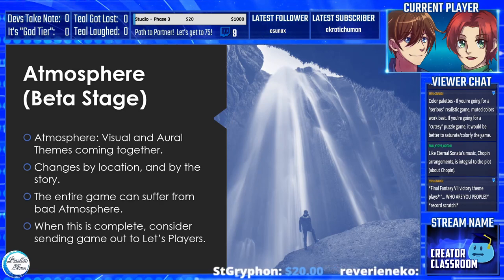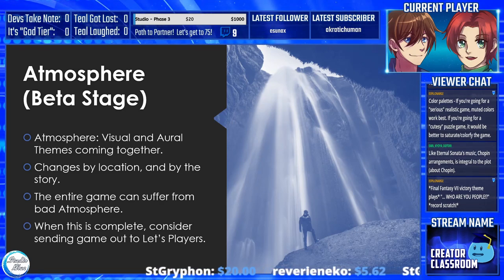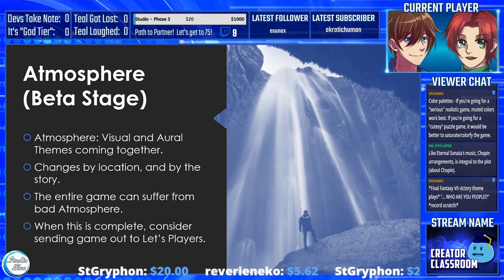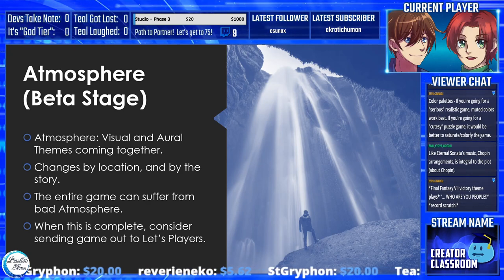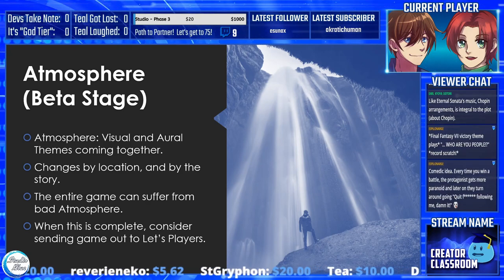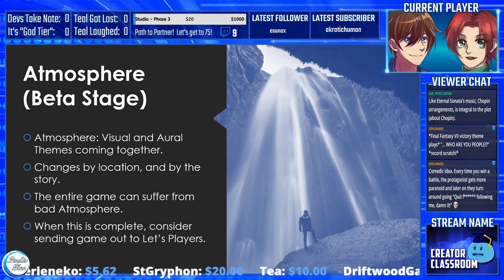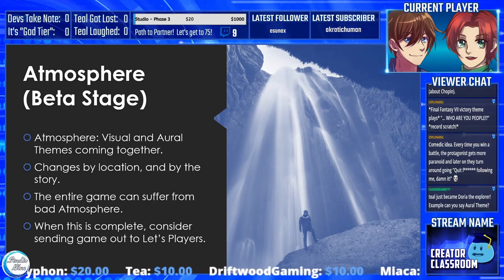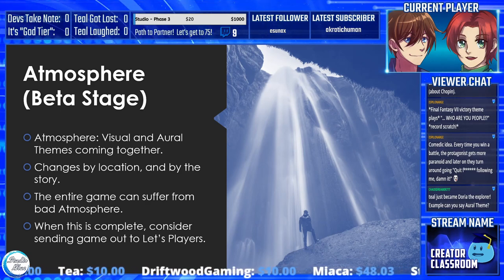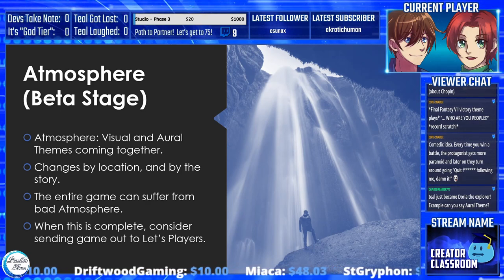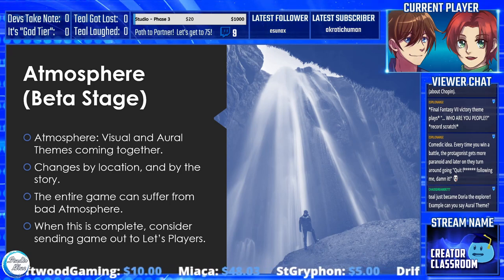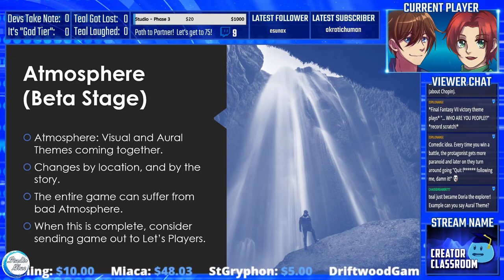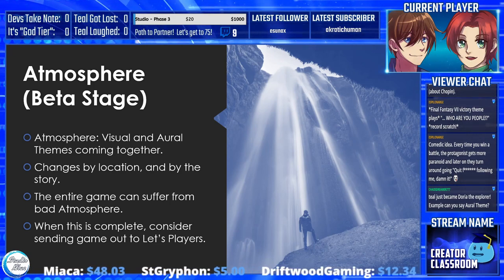Atmosphere. This is how your visual and aural themes come together to create the look and feel of your game. A good atmosphere changes by location to emphasize what the location is in relation to the story. A dungeon should not feel like a palace. A mountain path should not feel like a city. A salt flat should not feel like sand dunes, and so forth.